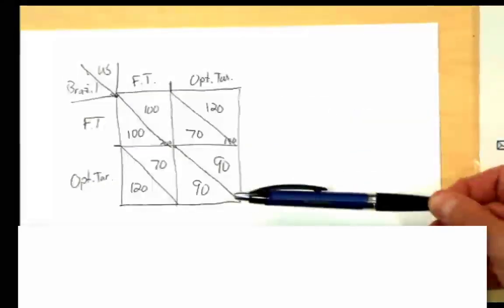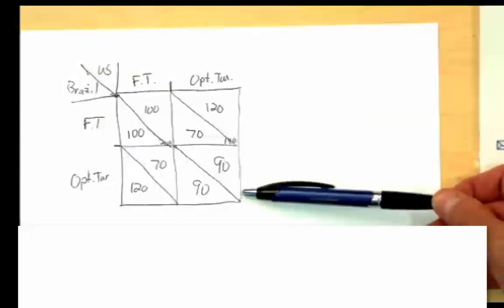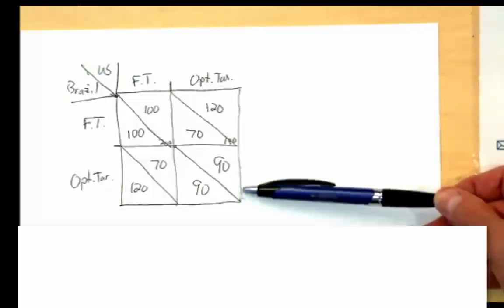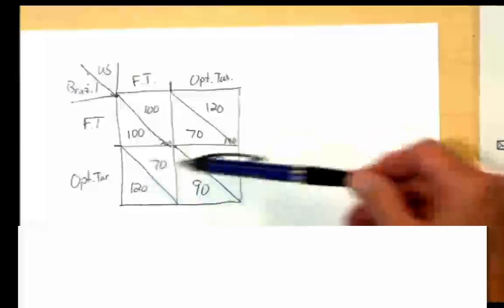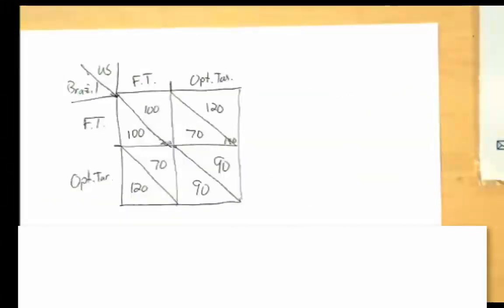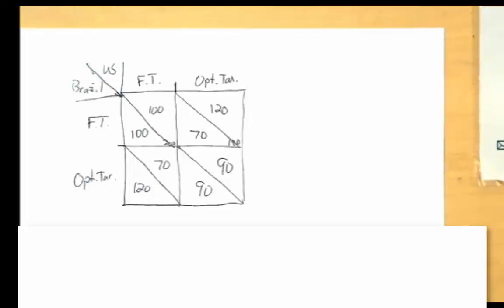Now, suppose Brazil didn't choose that. Suppose they chose the only other policy choice of optimal tariffs. What should the U.S. do in that circumstance? Optimal tariffs. Well, 90 is better than 70 there, so optimal tariffs would be chosen there. So really, there's no difficult choice here. The U.S. should definitely choose optimal tariffs because it doesn't matter what Brazil does. Optimal tariffs are always going to be best for the U.S. We call optimal tariffs for the U.S. the dominant strategy because it always dominates the other choice.